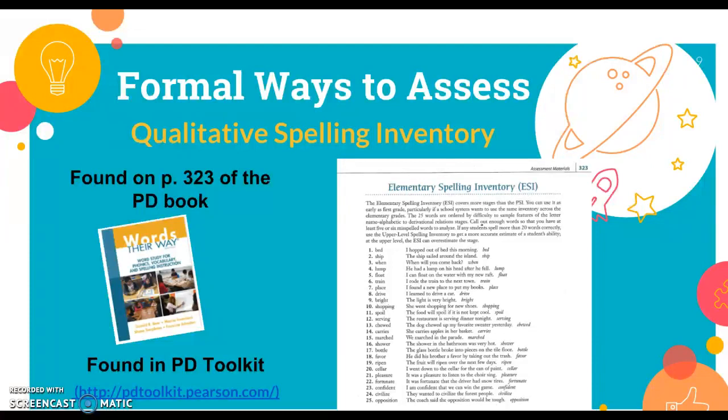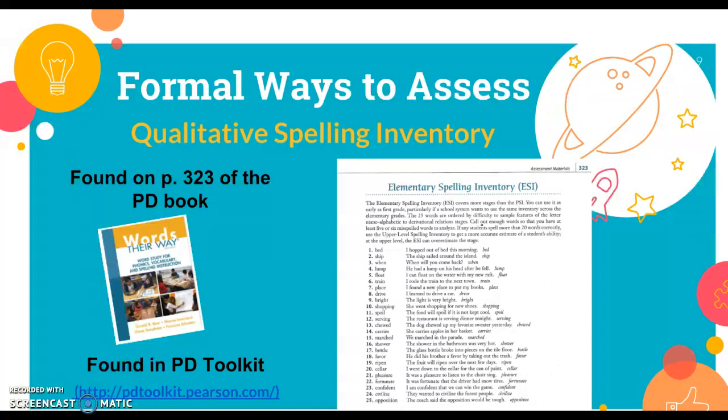In this module, we will discuss the formal way to assess within Words Their Way. The tool that we will use for this is called the Qualitative Spelling Inventory, or specifically the Elementary Spelling Inventory for your level. This is the one required Words Their Way benchmark for grades 3 through 6. Grades 3 and 4 will use it for determining groups for Tier 1 instruction. Grades 5 and 6 will use it to determine intervention students.